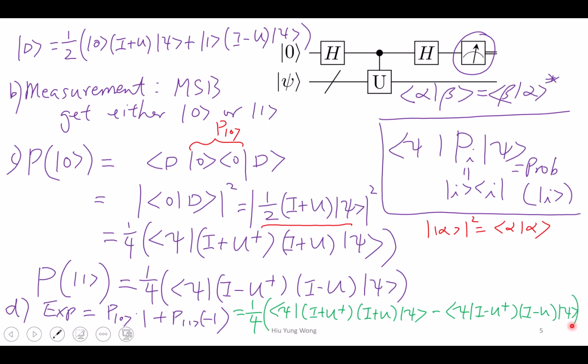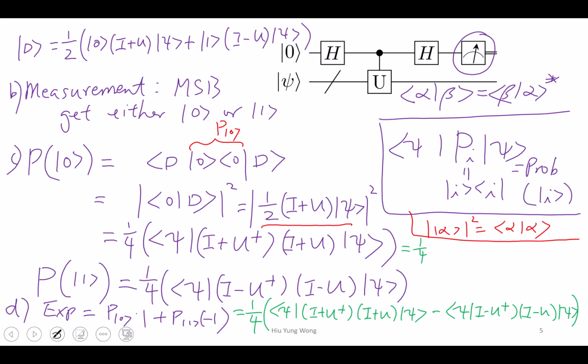Right? Why is it minus? Because the eigenvalue is -1, right? So this is the final result, the expectation result. The expectation value, if I do a lot of measurements, what is the average value I will measure? Okay, so now maybe if I simplify this first, it will make my life easier. Let me simplify this. This is 1 over 4, and now you look at this.